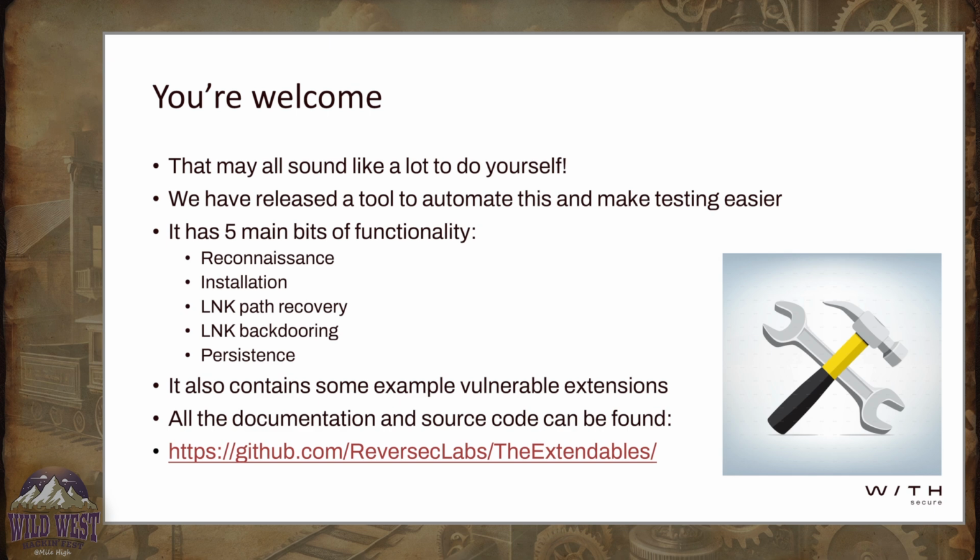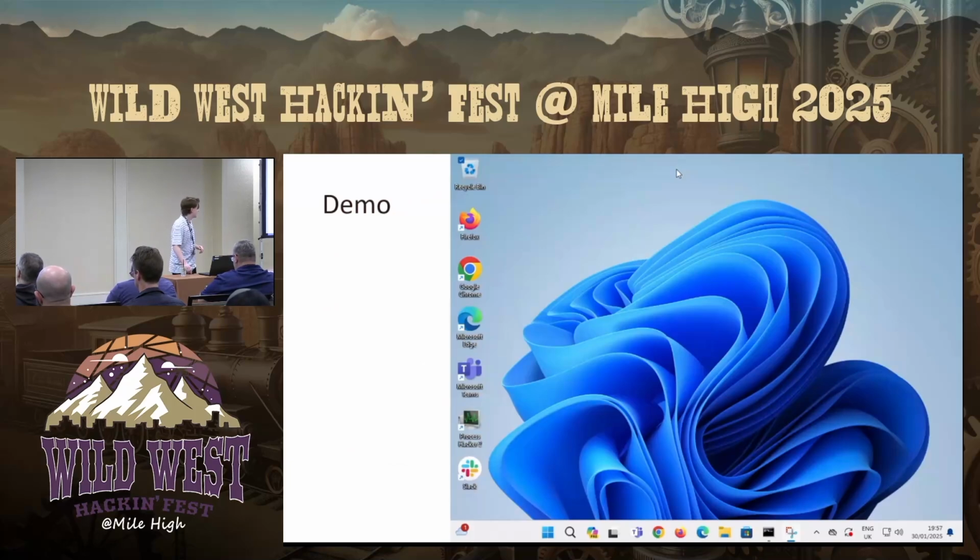And then we've got the LNK path recovery and LNK backdooring, which are kind of related. You can pass an LNK file to the path recovery part, and that will just tell you what the target path of the LNK is. And then the backdooring adds the --load-extension, and then the folder that we want with the unpacked extension in. And then finally, persistence is the bit that weaponizes all of this. This will put the registry keys and manifests in the correct place to make this work and execute when we open a browser. The repo also contains some example vulnerable extensions, so you can look through some code for that. And all of the documentation and source code can be found at that URL. I'll just go through a quick demo, and then we'll wrap up.